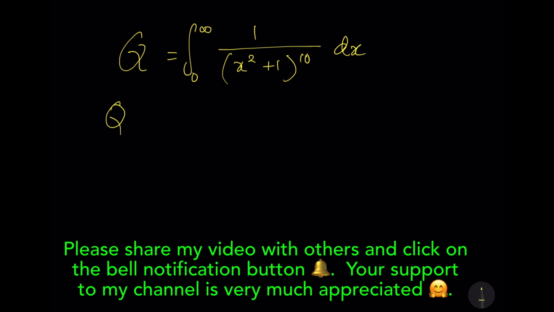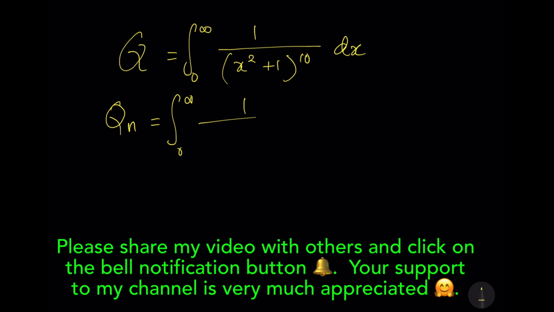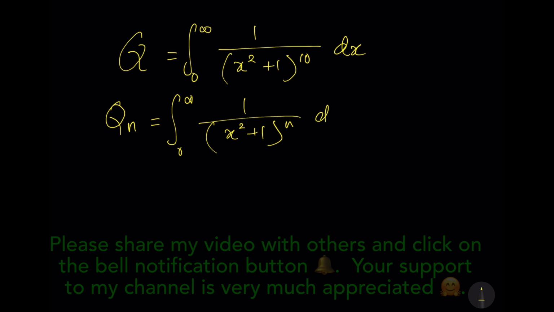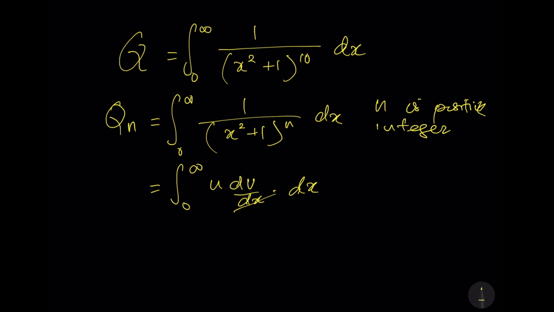First is to rewrite Q as Q with index n. On the right-hand side, it is almost the same as the original Q, but we replace the 10 with n. Here, n is a positive integer. If we rewrite Qn as the integral from 0 to infinity of u multiplied by dv over dx, and then multiplied by dx. Of course, some people prefer to cancel the dx.